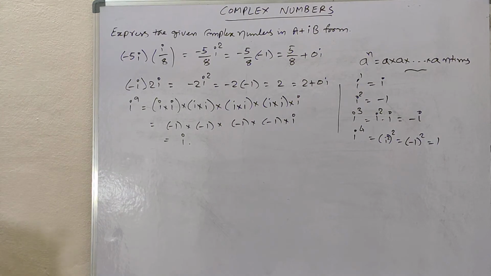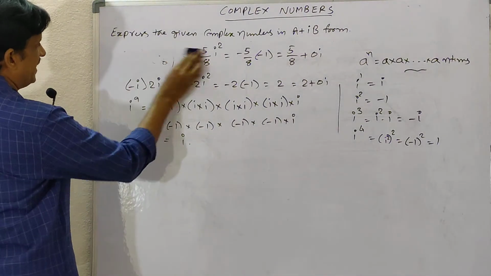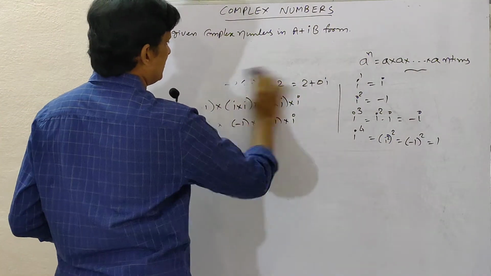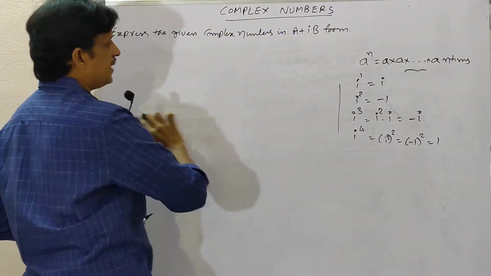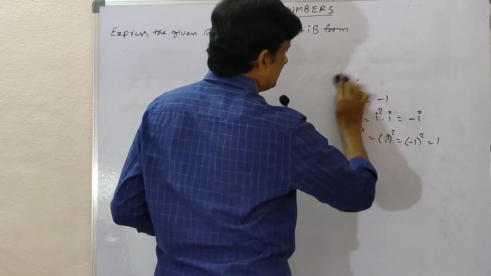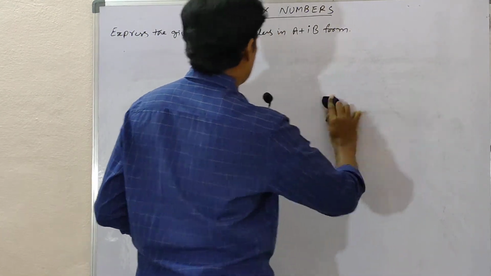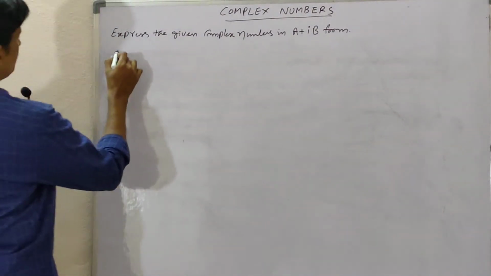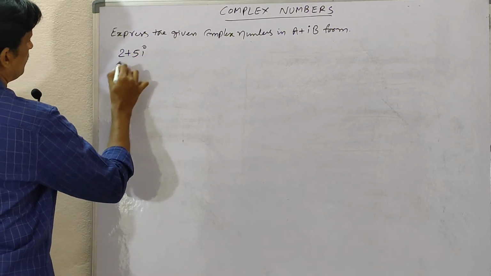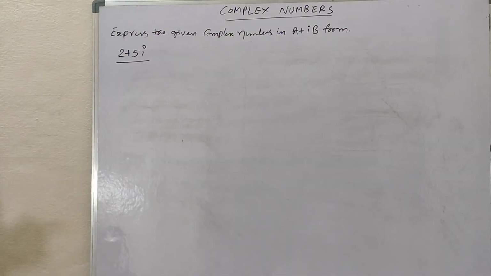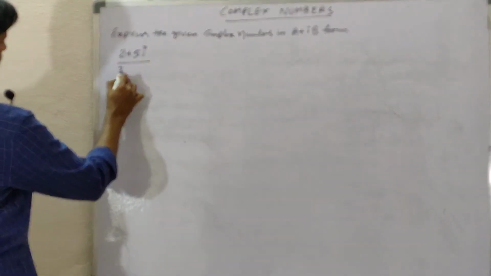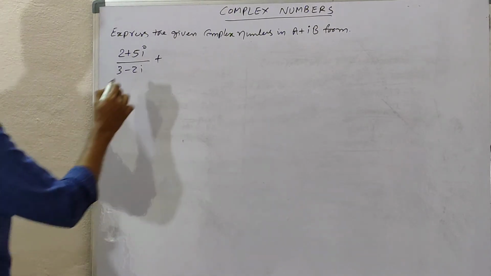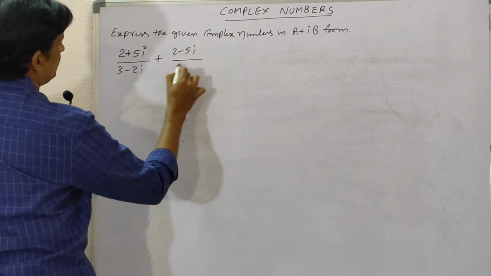And here the next one is, again express this in the form of a plus ib only, but here the sum of two fractions is given. Two complex numbers means a by b plus c by d form is given. So it is (2 plus 5i) by (3 minus 2i) plus (2 minus 5i) by (3 plus 2i).